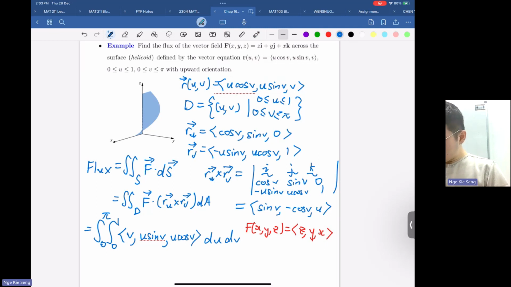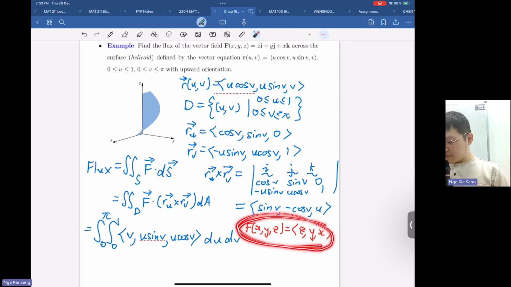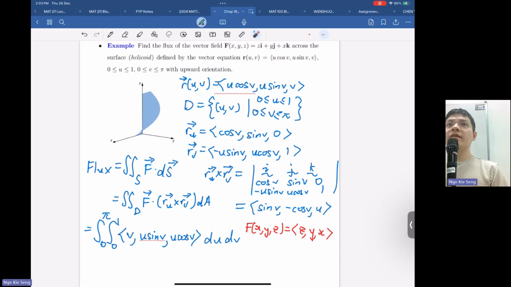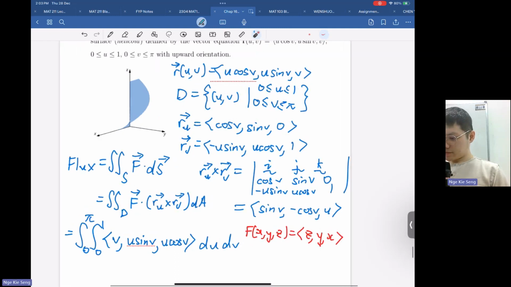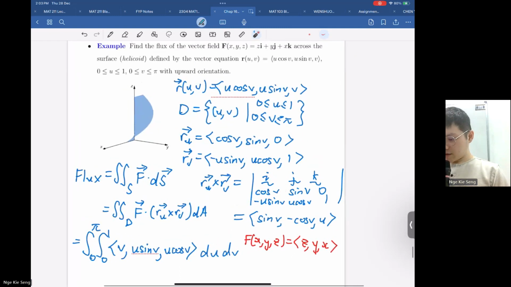Okay. For my y, it becomes u sine v. And then for my z, it becomes v. Make sense? Okay, so the vector field here would change based on my parameters, because I need to apply my vector field on my surface. Make sense? Any question or not?